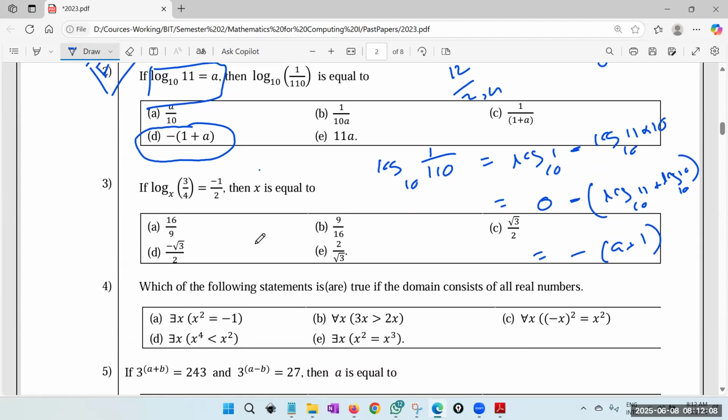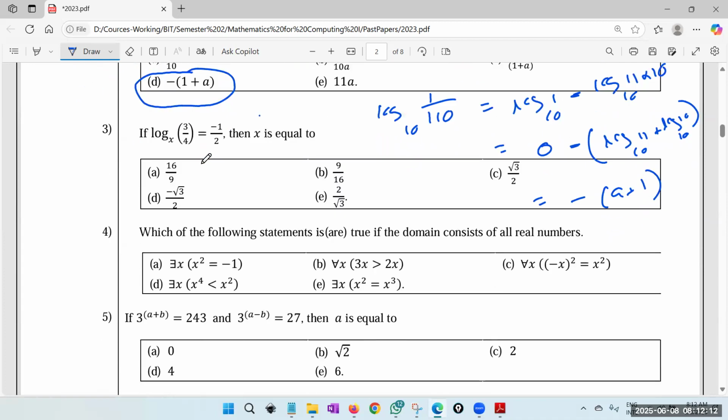Otherwise, I will now go faster. Right, so this is another log question. 3 divided by 4 equal minus 1 divided by 2.